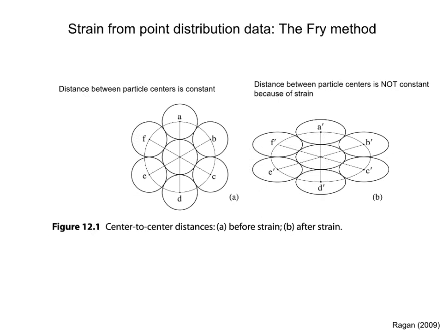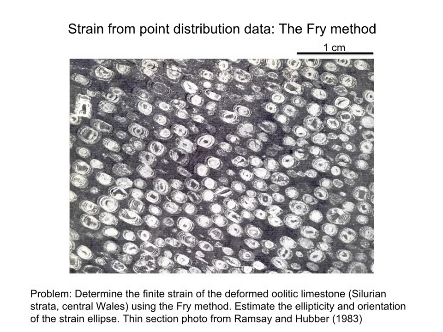Now, let's look at determining strain from the distribution of particles in a rock sample. If the rock is composed of an aggregate of particles whose centers are relatively easy to identify, and if the distance between particle to particle centers before deformation was approximately constant, we can use a center-to-center technique called the Fry method to determine strain. Here is one example.